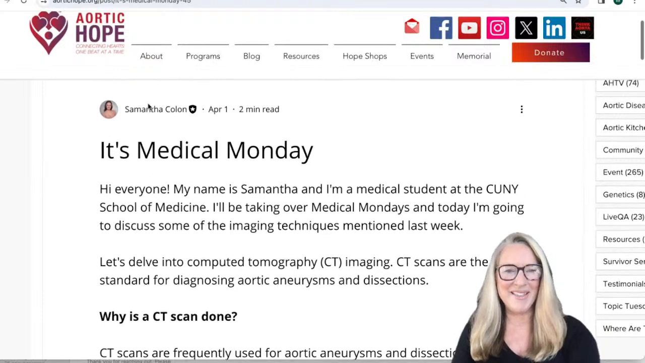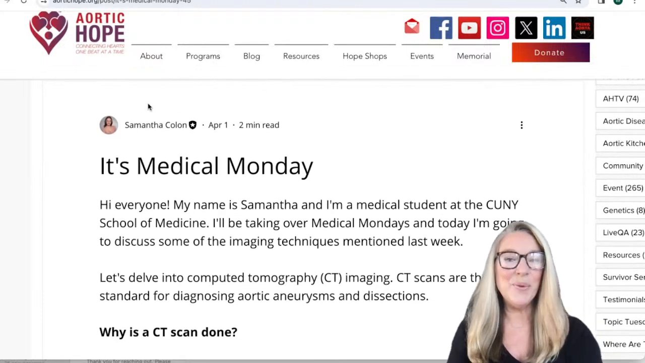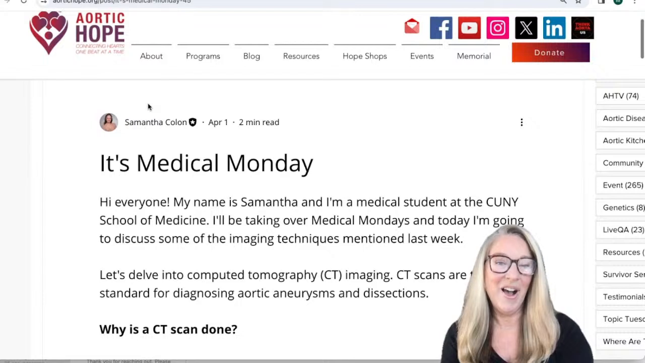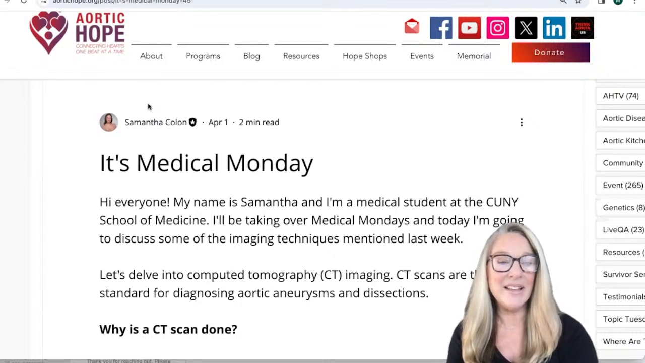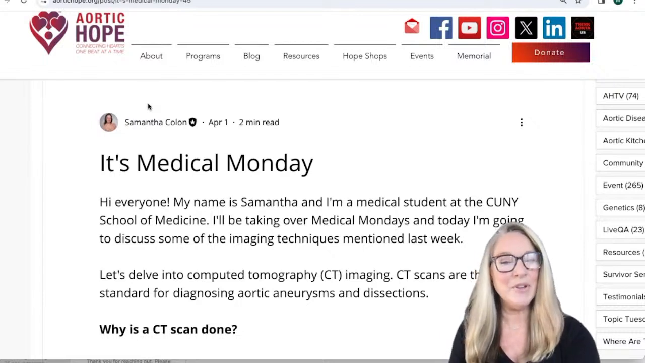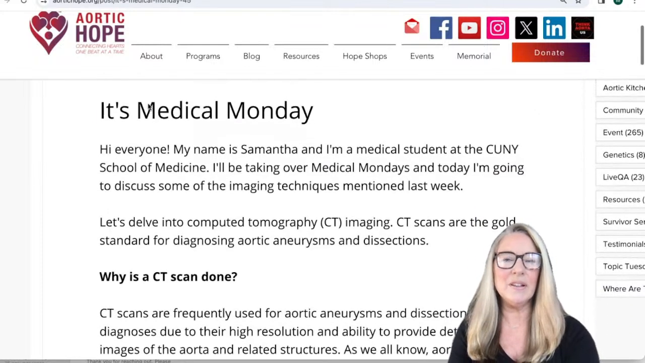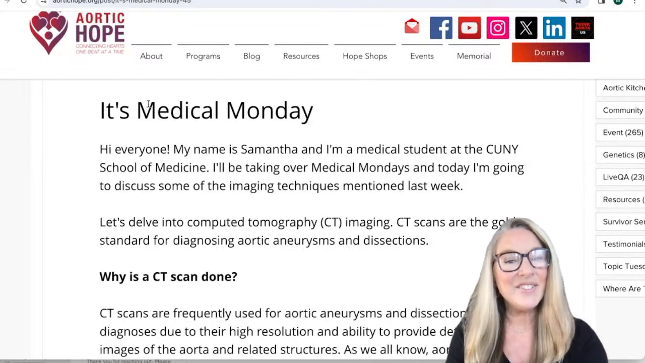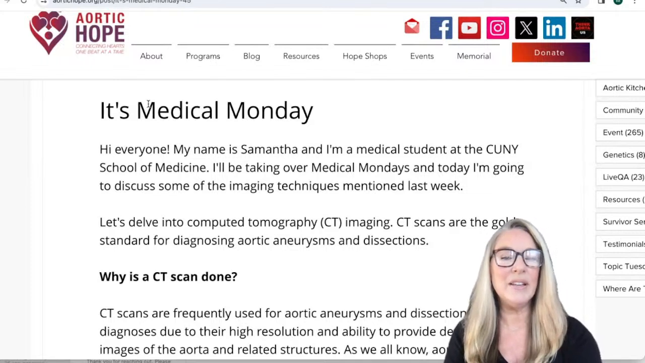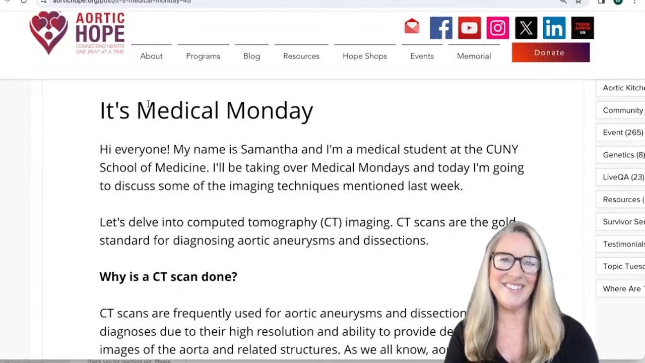My name is Samantha, and I'm a medical student at CUNY School of Medicine. I'll be taking over Medical Mondays, and today I'm going to discuss some of the imaging techniques mentioned last week. Let's delve into computed tomography, CT imaging. CT scans are the gold standard for diagnosing aortic aneurysms and dissections.